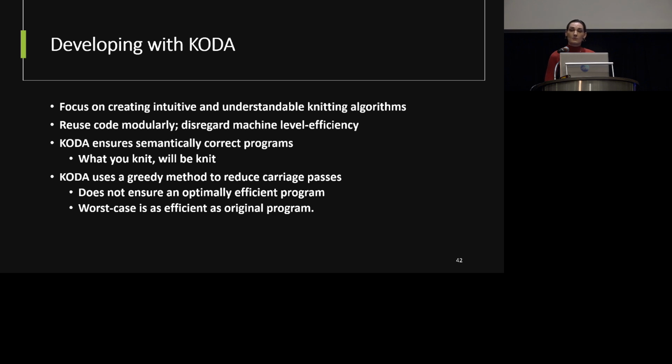KODA ensures that you're going to produce the semantically correct program, so your optimized program will be guaranteed to produce the same knit structure. It just does it in a more efficient way. So what you knit will be what you knit. And then KODA uses a greedy method to reduce the carriage passes. So this doesn't ensure that you've got the globally optimum or efficient program, but in the worst case, it's still going to be as efficient as your original program. And in many cases, it can reduce it by significant amounts, which we demonstrate in the paper.